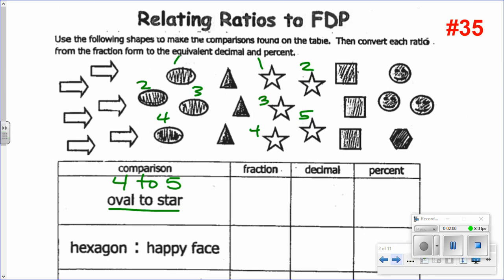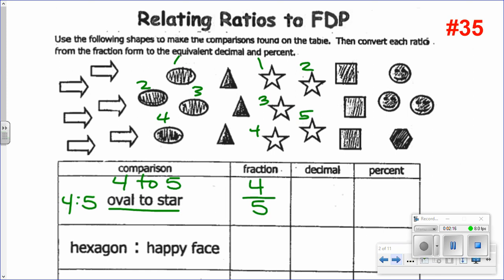The second way we can write a ratio is with a colon, so we could have written 4:5. The third way is to use a fraction, and that's what we're going to fill in for this first column. So we're going to write 4 over 5. The first number is always going to go on top.